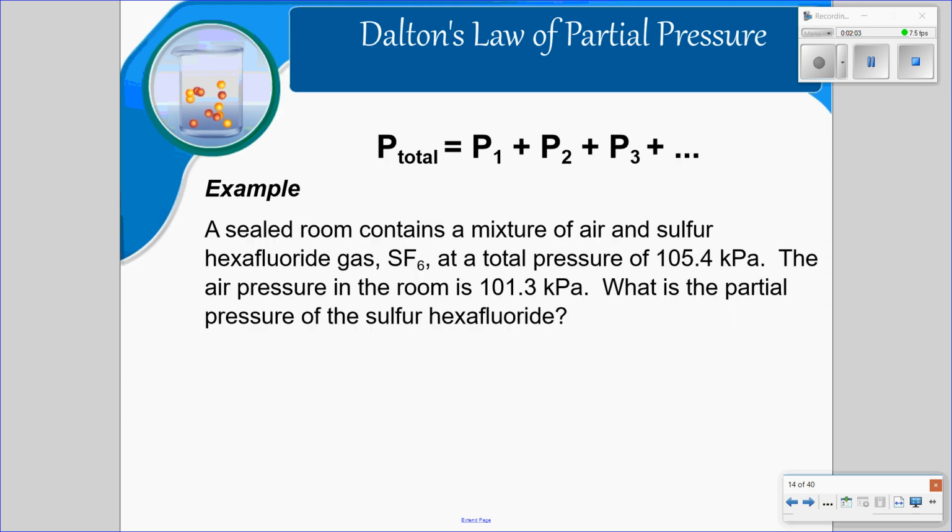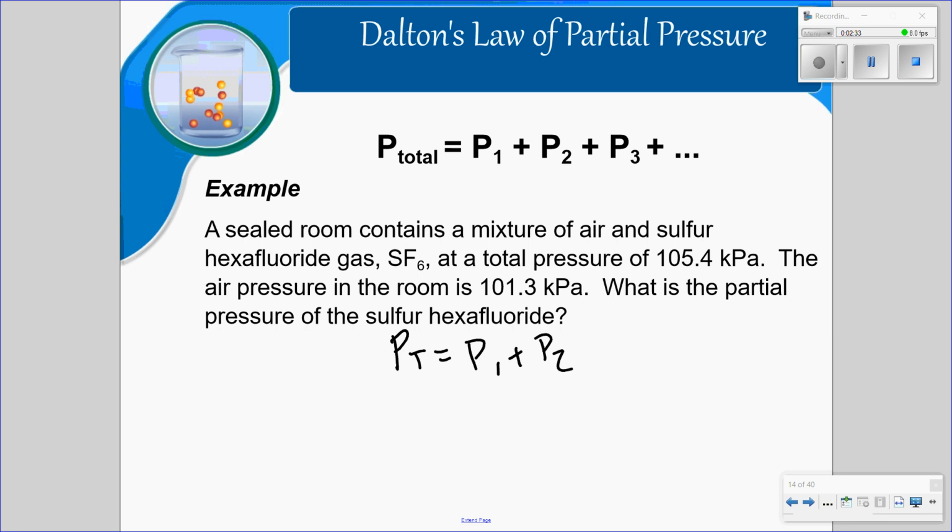So an example is a sealed room contains a mixture of air and sulfur hexafluoride gas at total pressure of 105.4 kilopascals, which is a unit for pressure, which we'll get into in a few minutes. The air pressure in the room is 101.3 kilopascals. What is the partial pressure of the sulfur hexafluoride? So my equation is P total equals P1 plus P2.